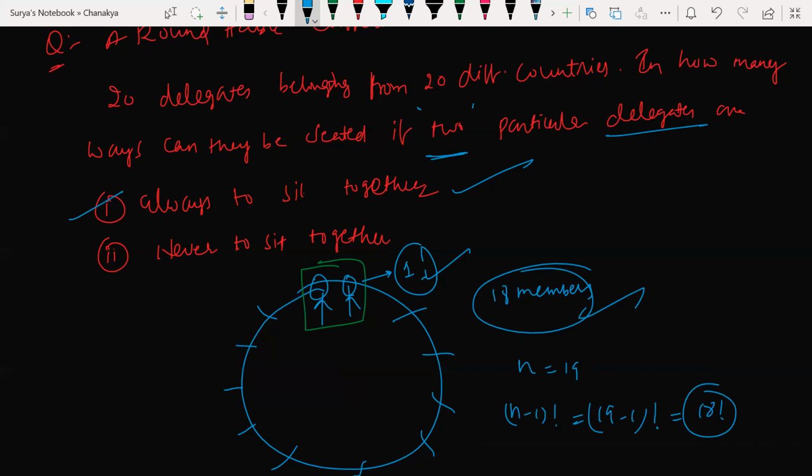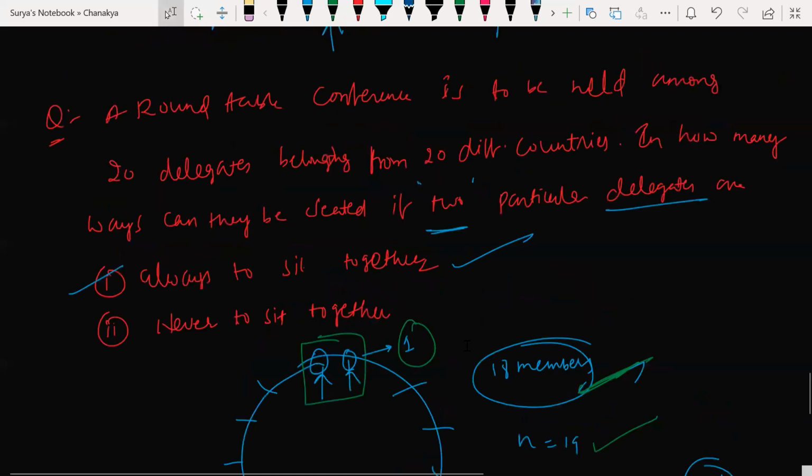Understood? In how many ways can they be seated if two particular delegates always sit together? I'm making sure that two delegates are sitting together, arranging in one box. Rest, 18 people will be there. These 18 people and this one group of two people. Getting my point? That particular group and this 18 members group, I'll be considering as 19. So n becomes 19. So what is the formula I'm using here now? n minus 1 factorial, which gives me 18 factorial as the answer.